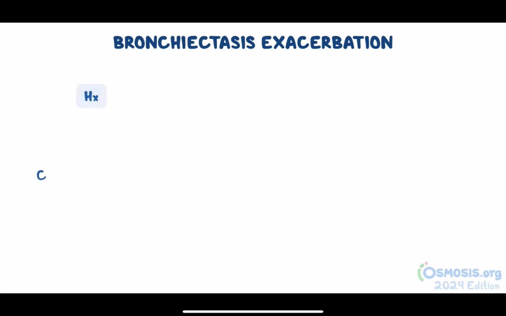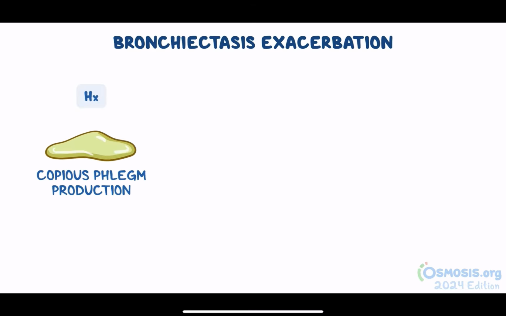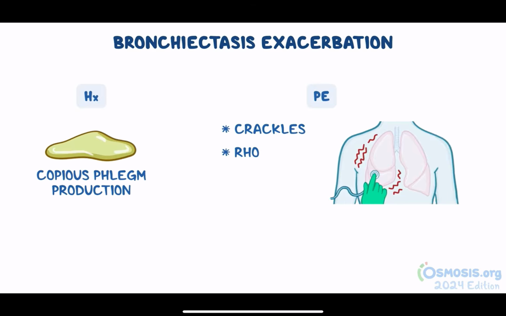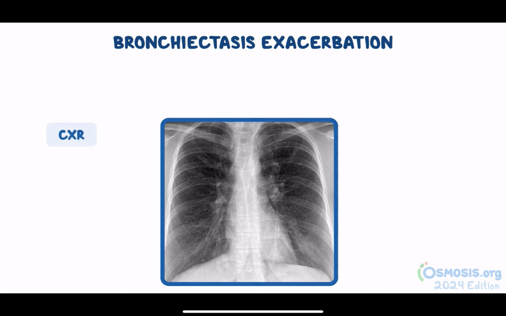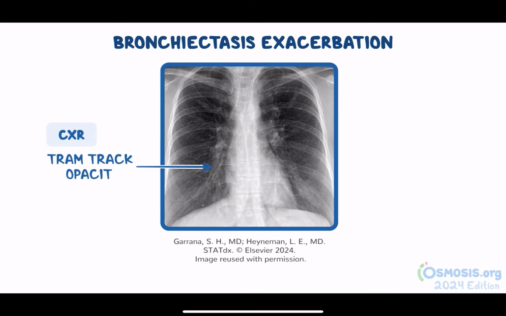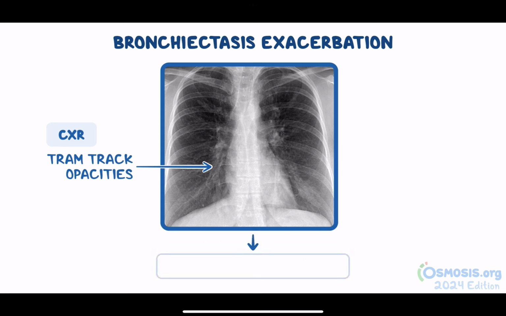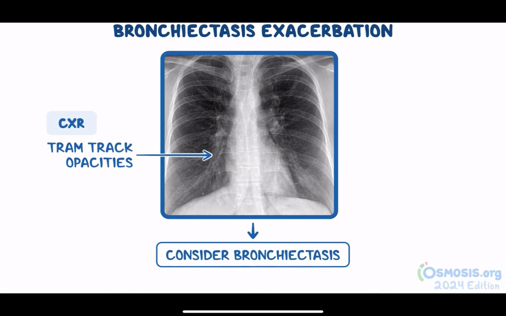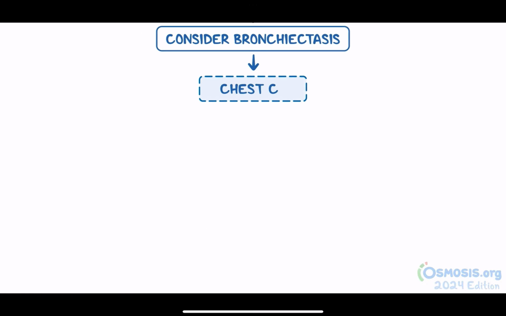These patients report copious phlegm production, and physical exam reveals crackles, rhonchi, and inspiratory wheeze on lung auscultation. Chest X-ray typically shows tram track opacities, which indicate a dilated airway with thickened walls that run in parallel like a tram track. At this point, consider bronchiectasis, so be sure to order a chest CT.